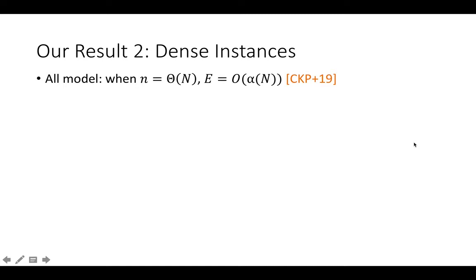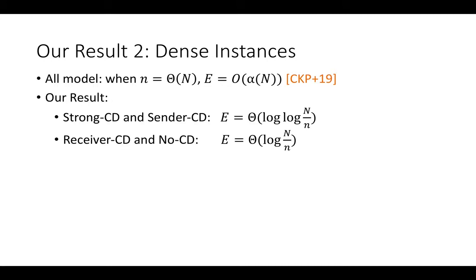The second part of our result is about a faster algorithm for leader election in all models for the dense instances. And we also provide matching lower bounds. We show that in the strong CD model and the standard CD model, there exists an algorithm with energy complexity log of capital N over small n. And in the receiver CD model and the no CD model, there exists an algorithm with energy complexity log capital N divided by small n. And both of these algorithms are tight.